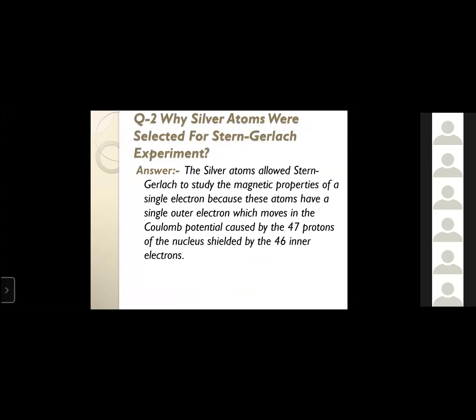Question number 2. Why were silver atoms selected for the Stern-Gerlach experiment? The silver atoms allowed Stern-Gerlach to study the magnetic properties of a single electron because these atoms have a single outer electron which moves in the Coulomb potential caused by the 47 protons of the nucleus shielded by the 46 inner electrons.